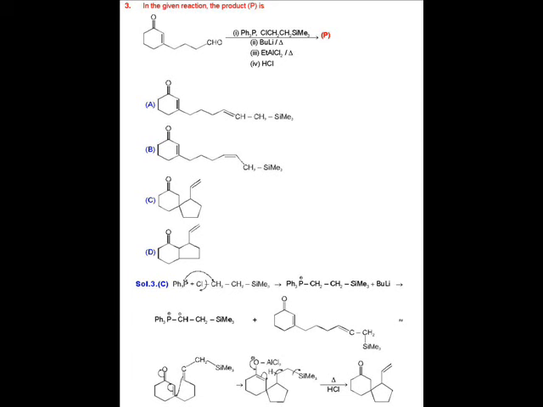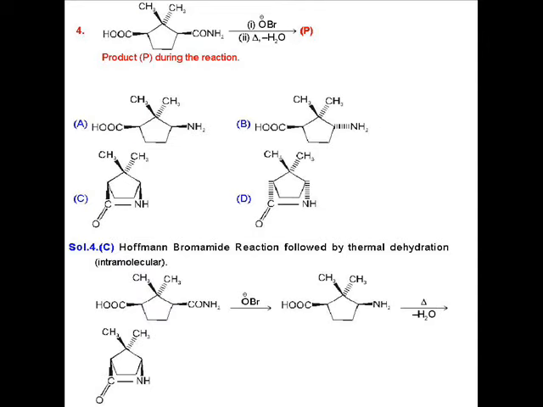Question number 4, MCQ, in which in step 1 we are conducting Hofmann bromamide reaction, in which the amide group is converted into NH2 group and the geometry of the system remains the same. In the second step we are heating the resulting product, so a nucleophilic substitution reaction of NH2 group with COH is taking place, H2O is eliminated and a cyclic amide is formed.